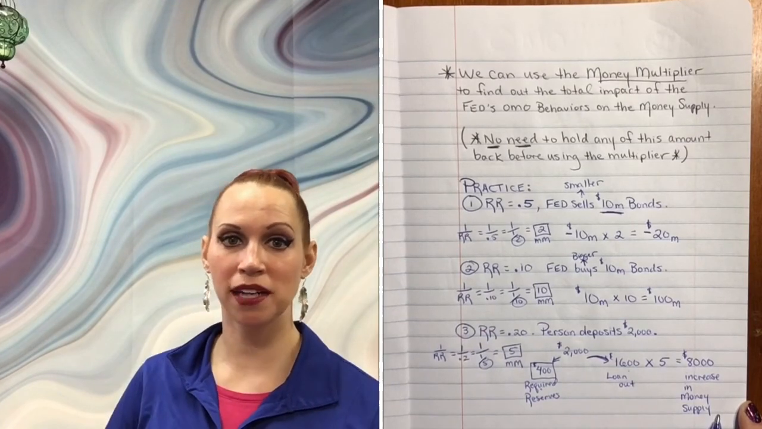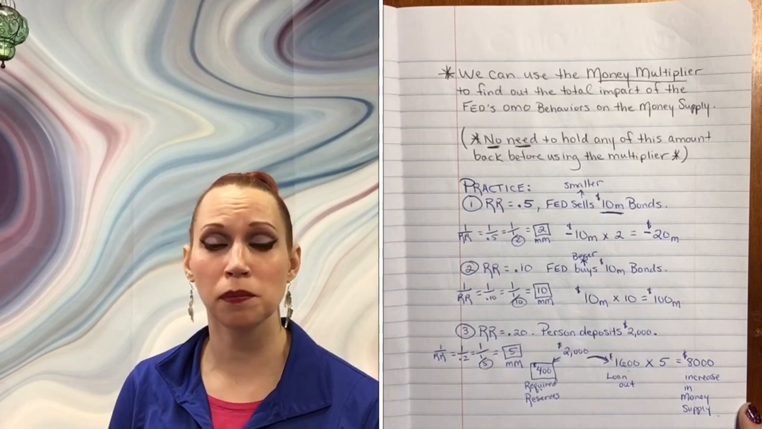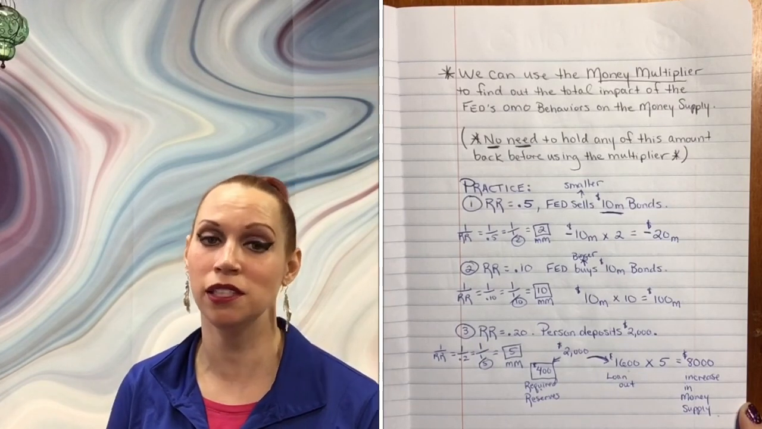So once you get a little bit of practice with this, you're going to realize it's just basically very similar to what we were doing with the spending multiplier when we talked about fiscal policy in Unit 3.